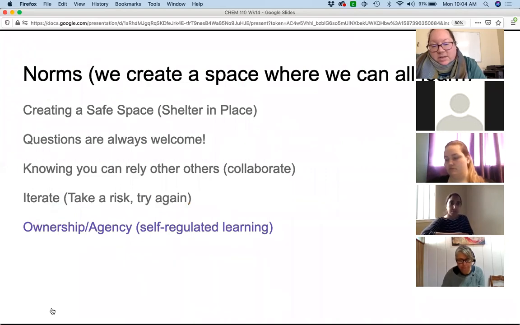So I think that the focus really as we finish out the semester is on this idea of ownership or the self-regulation of learning. So you are in this space where you're transitioning to more and more responsibility, both for how you study and what you study. And that's only going to increase, I think, as you continue in your academic pathway.